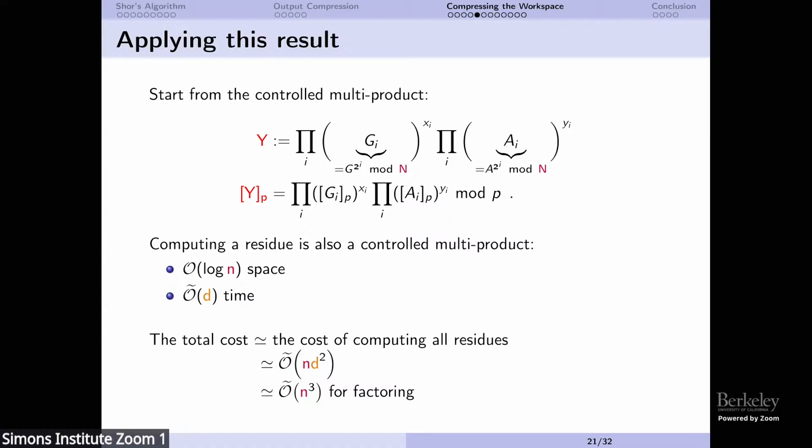So computing a residue basically takes you log n space and a time which depends on the number of integers you're multiplying here, something like d, because this is your input bit size. So this is what we do in the actual algorithm. And if we run the total cost estimate of this, it's going to be basically the cost of computing all the residues. I will explain why. And this gives you then n times d times d up to log factors. And this is where we get the n cubed of factoring.